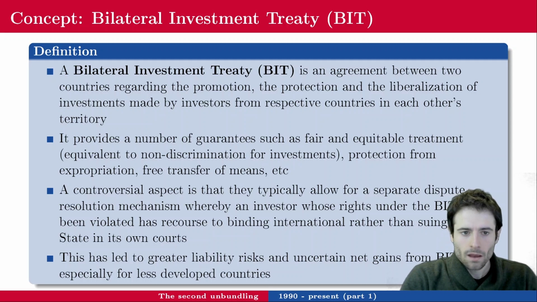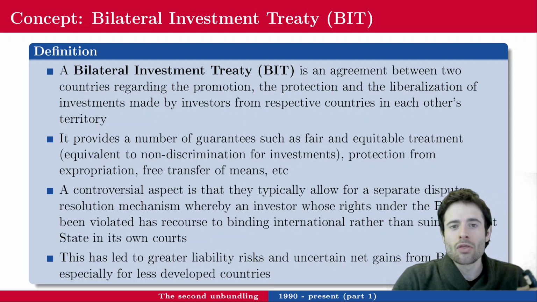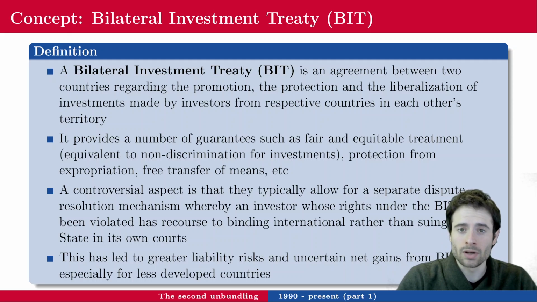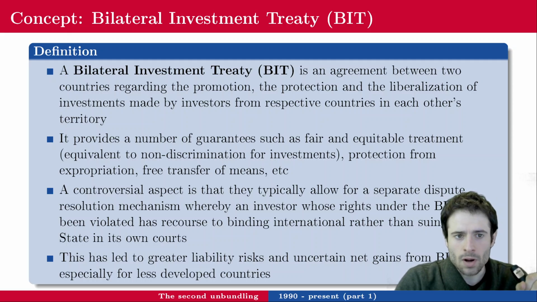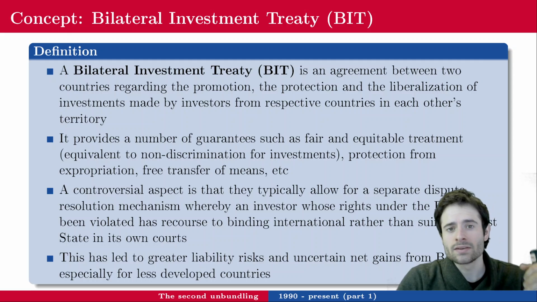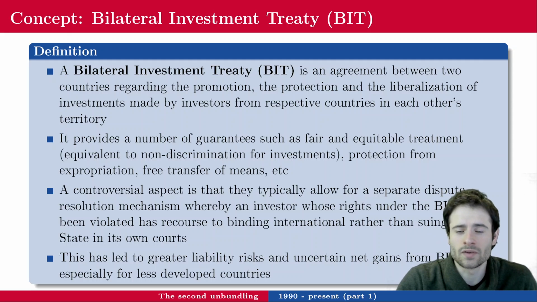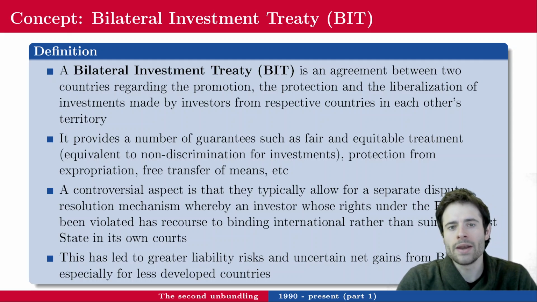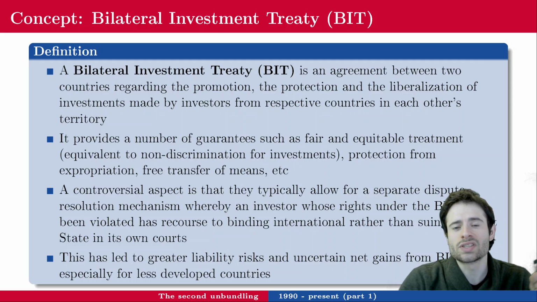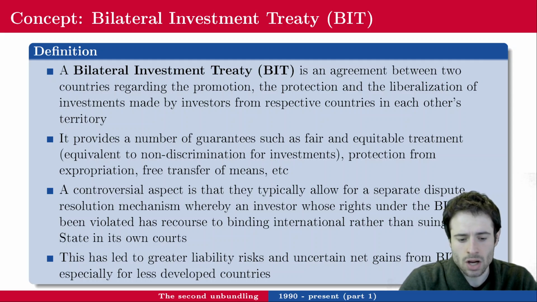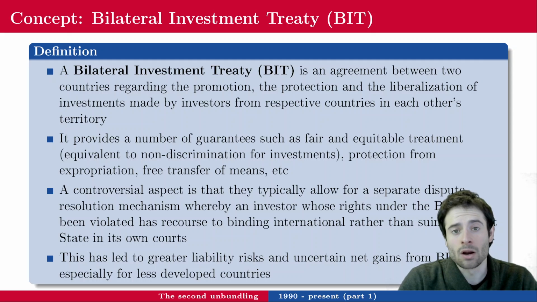Hi everyone! This week we are going to finish the first part of the second unbundling. In particular, I will talk about bilateral investment treaties and their evolution since the beginning of the 1990s. And then I will move on to the second part of the second unbundling and look at the different changes on the economic aggregates, and also on the structure of industries between the north and the south.